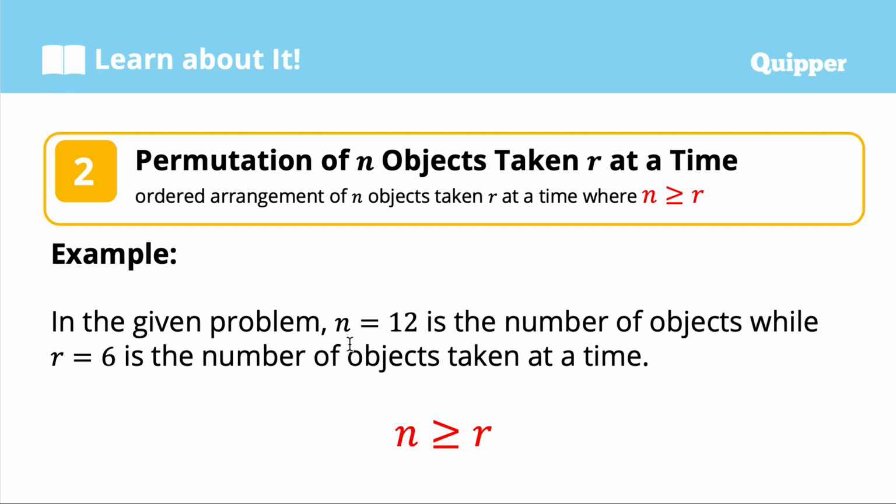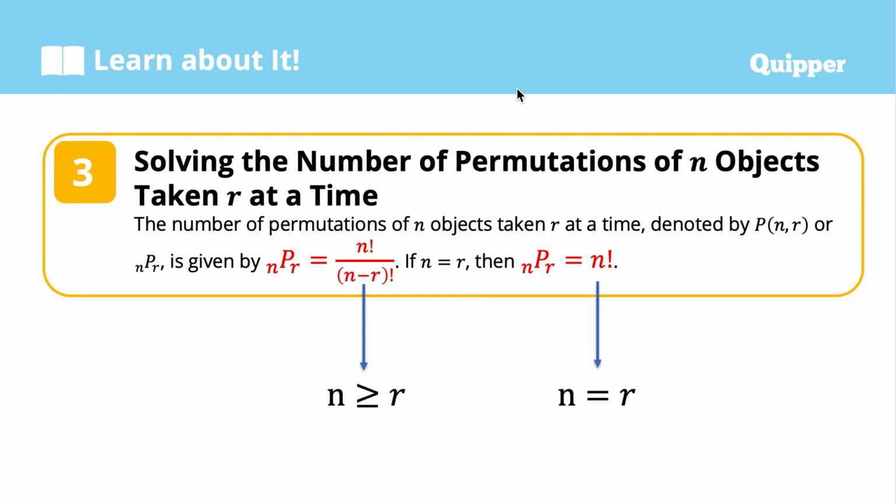Take note that our n is the number of objects and r is the number of objects taken at a time. In the given problem, n, which is equal to 12, is the number of objects, while r, which is equal to 6, is the number of objects taken at a time. And take note here, n should always be greater than or equal to r.